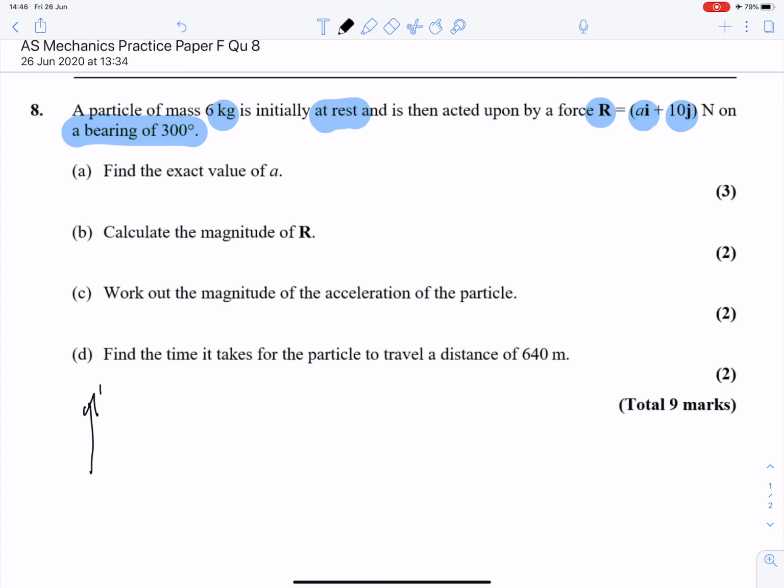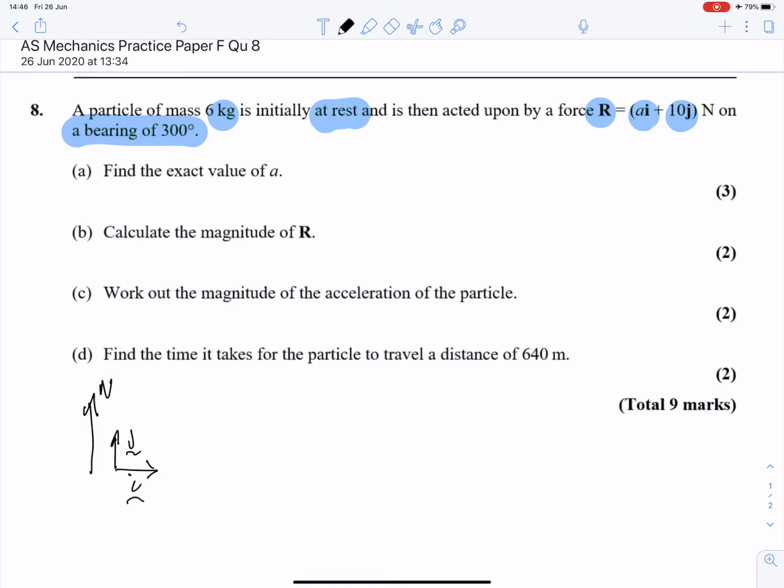North is going to be in that direction. The unit vector i will be in that direction, and j will be in the northerly direction. That's a sort of convention, although they've not explicitly said that here in this question.